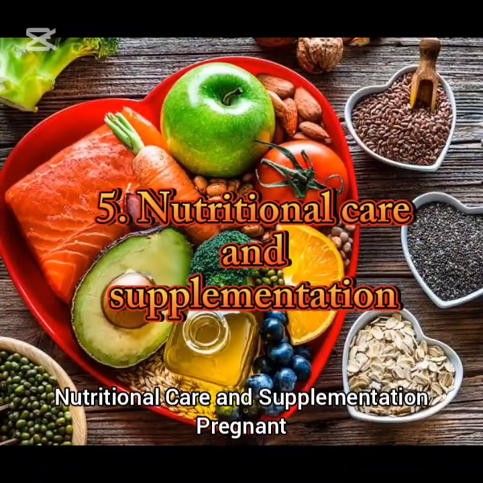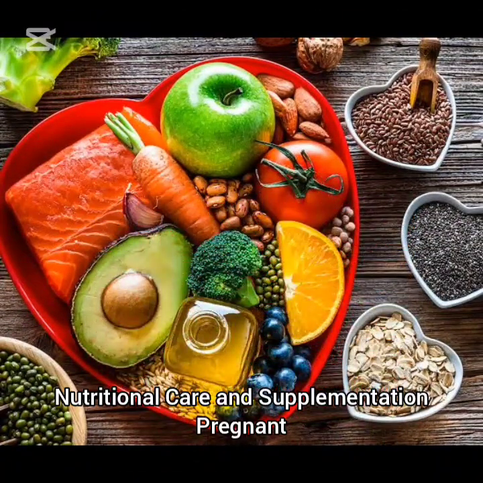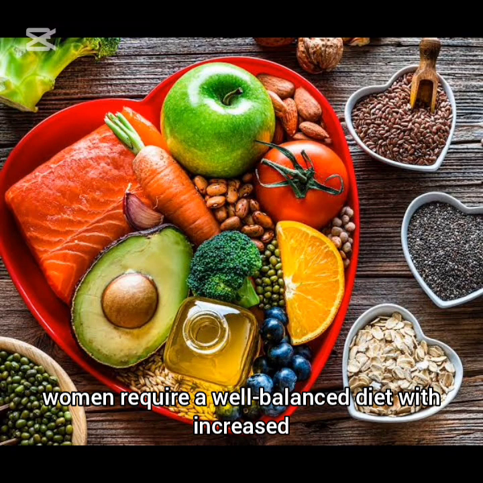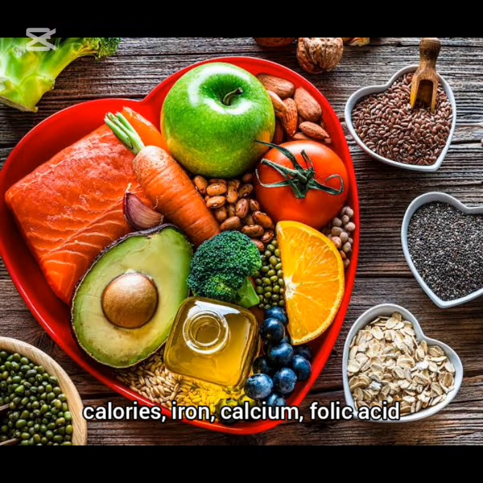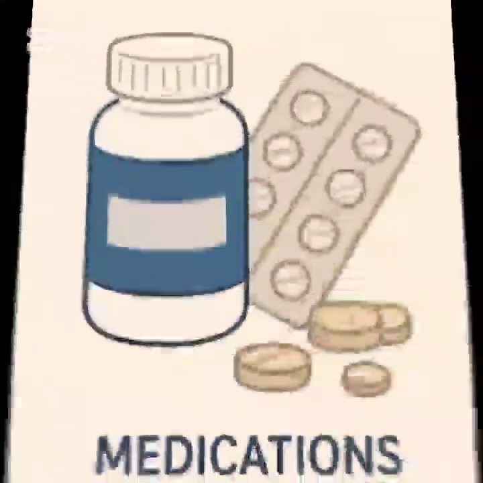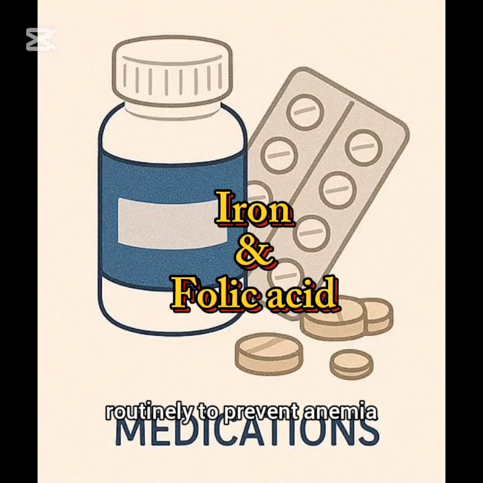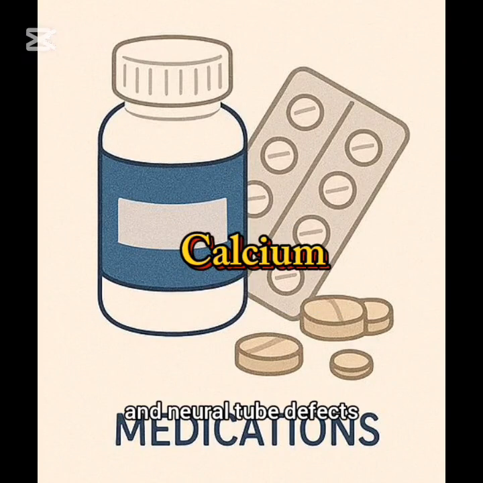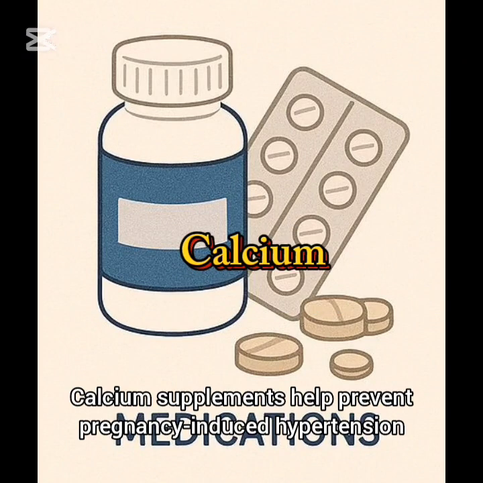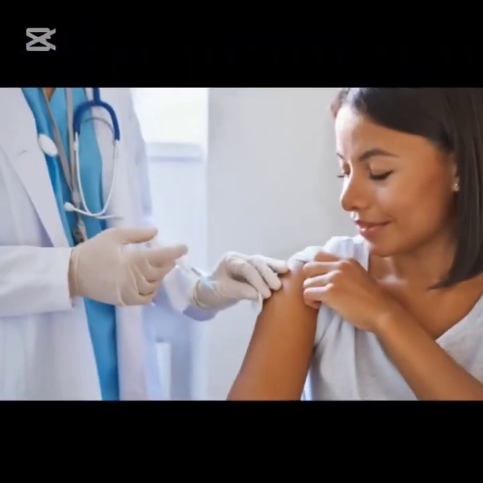5. Nutritional care and supplementation. Pregnant women require a well-balanced diet with increased calories, iron, calcium, folic acid, and other micronutrients. Iron and folic acid supplementation is provided routinely to prevent anemia and neural tube defects. Calcium supplements help prevent pregnancy-induced hypertension and support fetal bone development.